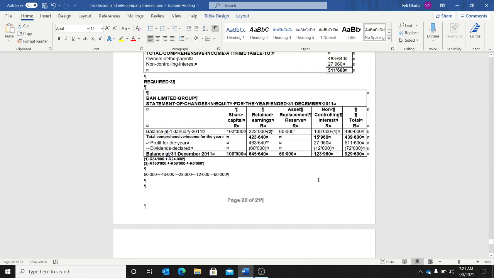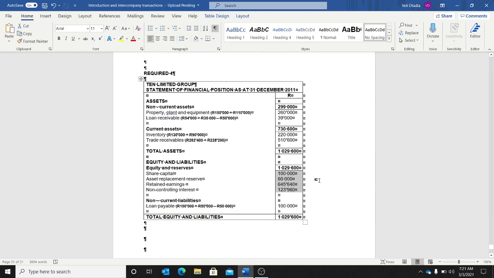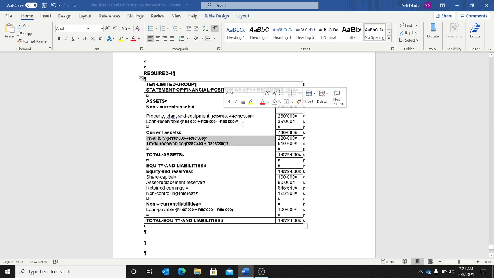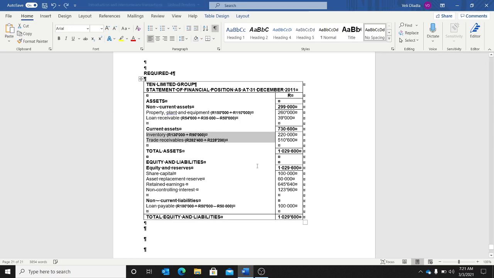Now, let's then deal with the balance sheet. Here, it's not a problem. You add the holding plus the subsidiary, the holding plus the subsidiary. You do the same thing here. There's something that I want to address here. Let's start with this. I want to start with this one.